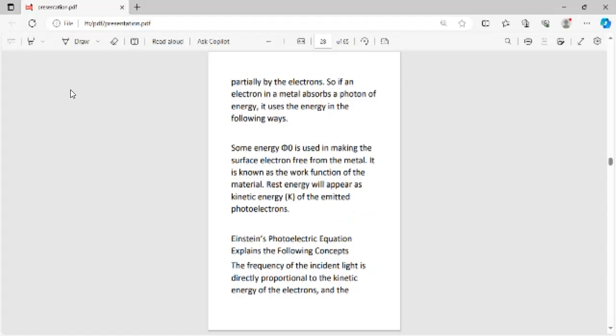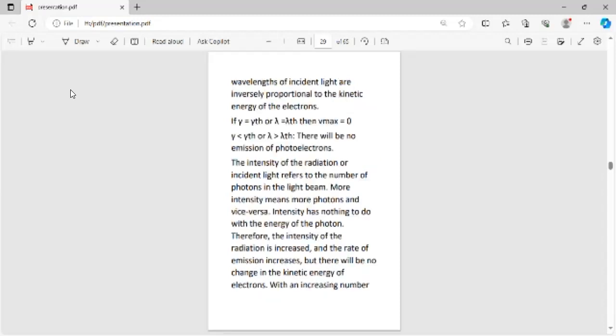Einstein's photoelectric equation explains the following concepts. The frequency of the incident light is directly proportional to the kinetic energy of the emitted electron, and the wavelength of incident light is inversely proportional to the kinetic energy of the electrons. The intensity of radiation or incident light refers to the number of photons in the light beam. Greater the number of photons, greater would be the number of emitted electrons. More intensity means more photons and vice versa. Intensity has nothing to do with the energy of a photon. However, intensity does affect the current that flows in a circuit.